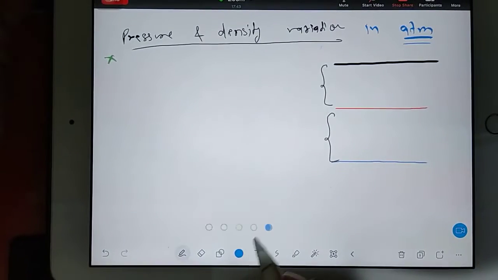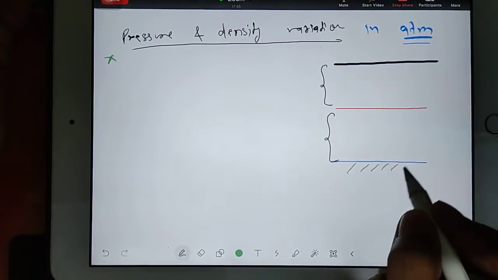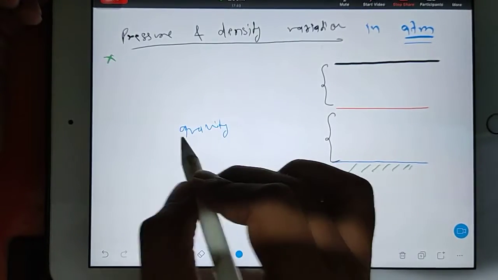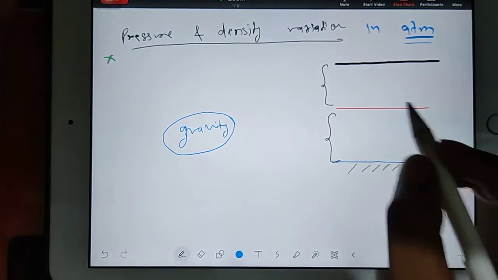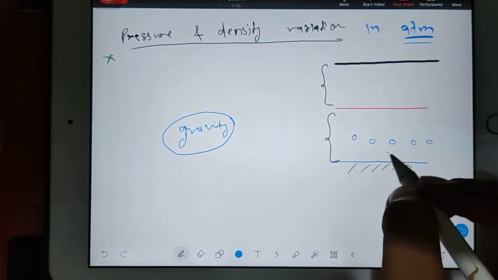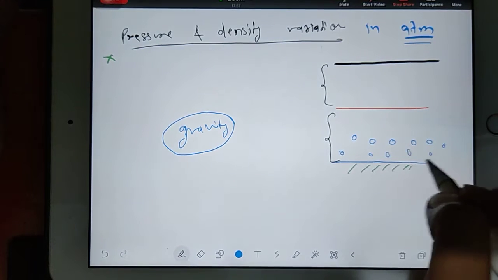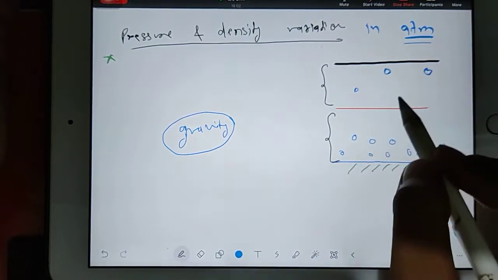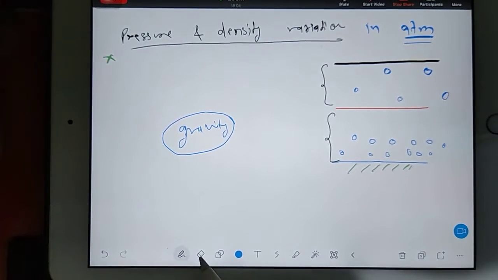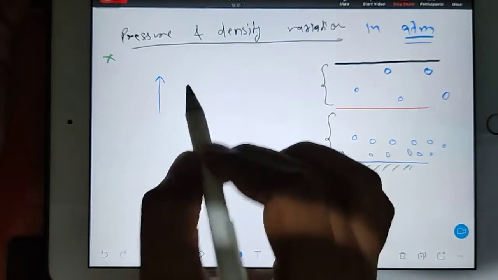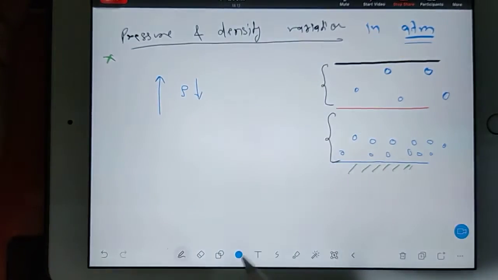So see, because this is the earth surface, you know that because of gravity, heavier molecules will come closer to the earth, and lighter molecules will go away from the earth. So this gives you one idea. That idea is, when you go up, your density will decrease.